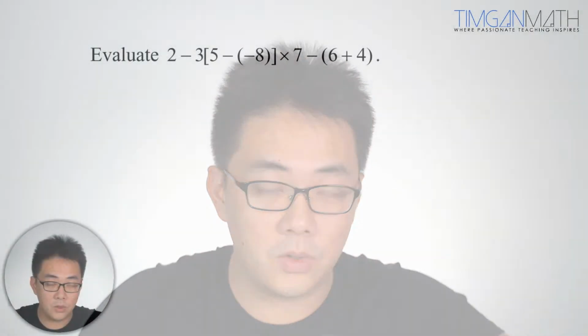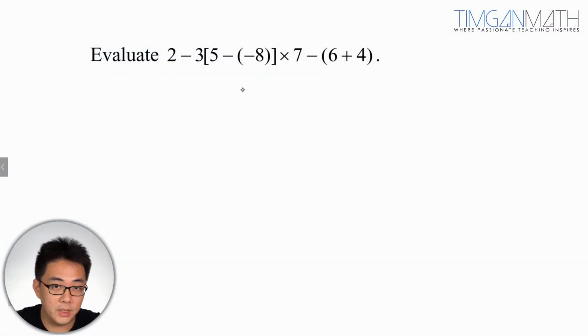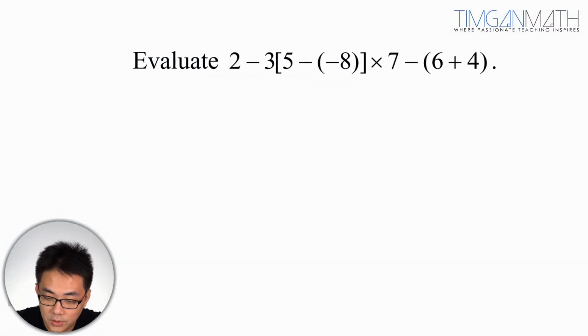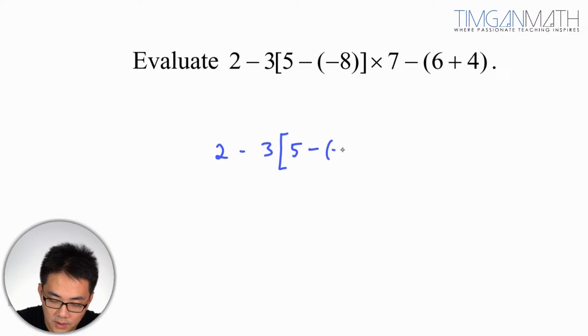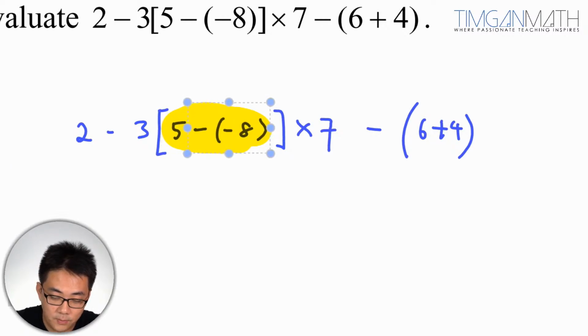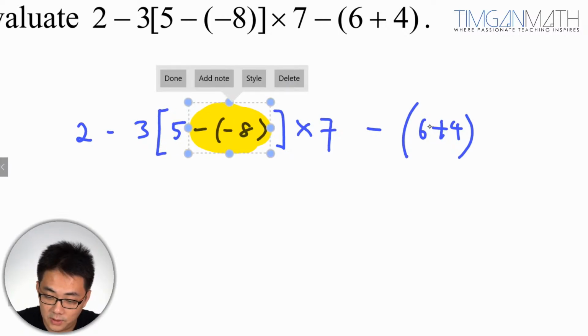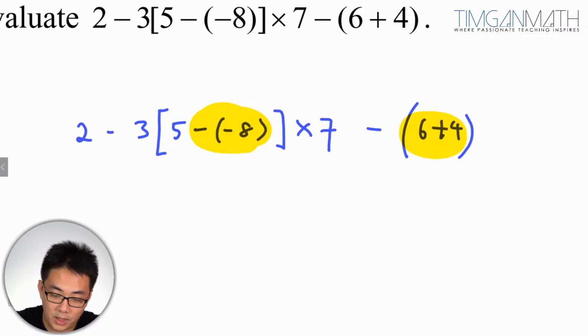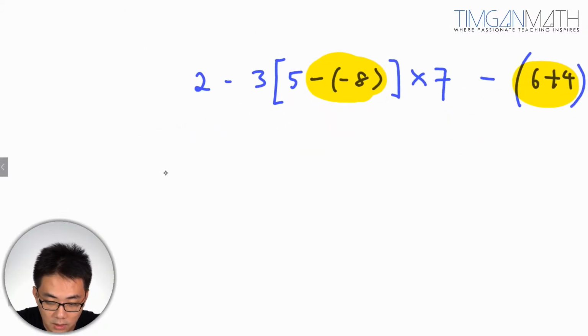Hi students, let's look at this question here, which is a manipulation of negative numbers. Let's see how I can do this proficiently. In this case, we evaluate this expression: 2 minus 3 bracket 5 minus 8 multiplied by 7 minus 6 plus 4. So what we need to do is evaluate the one inside here. I'm just going to rearrange these parts, but obviously negative will be positive here. Then 6 plus 4 will be 10. So just do the inner brackets first.